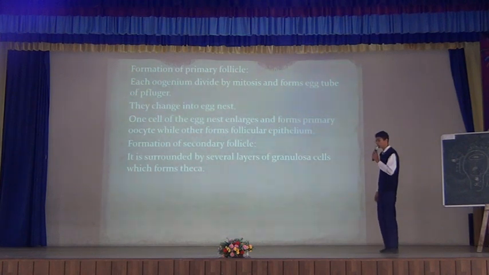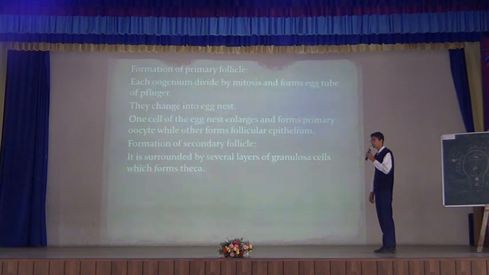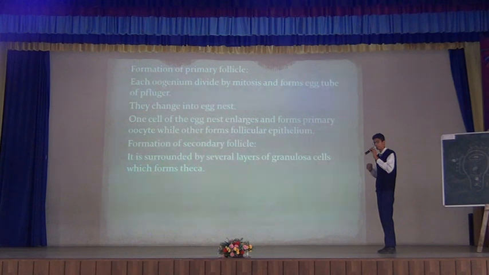Then there comes the formation of the primary follicle. Each oogonium divides by mitosis and forms the egg tube of Pflüger. They change into an egg nest and enlarge. Then there is the formation of the secondary follicle. The primary follicle is surrounded by many layers of granulosa and it forms a new layer called theca.